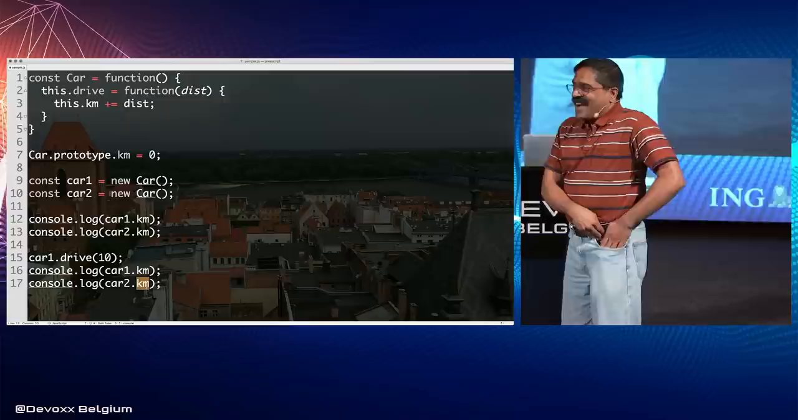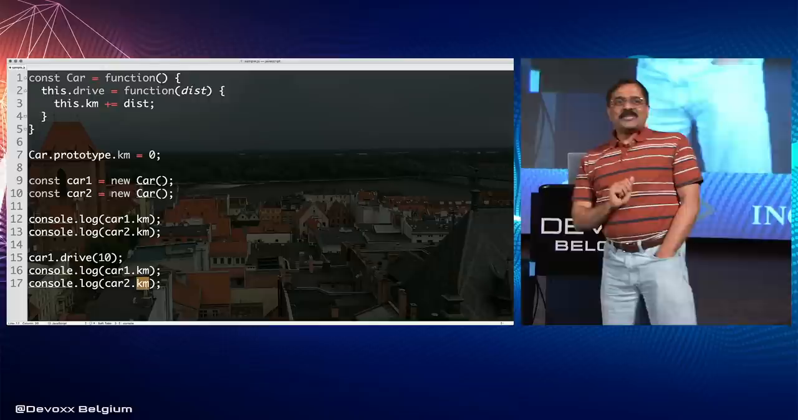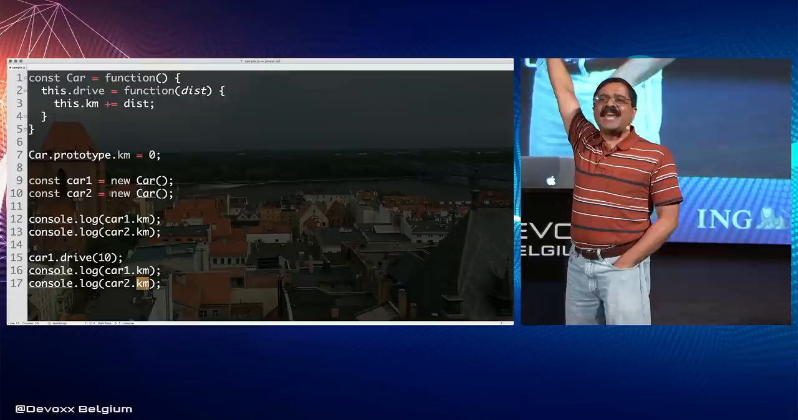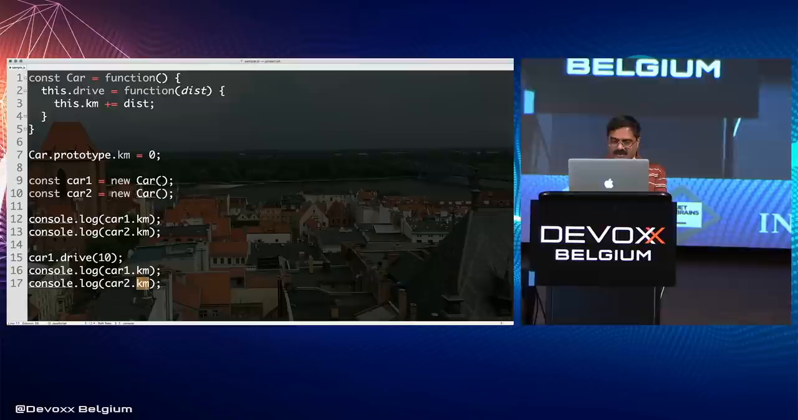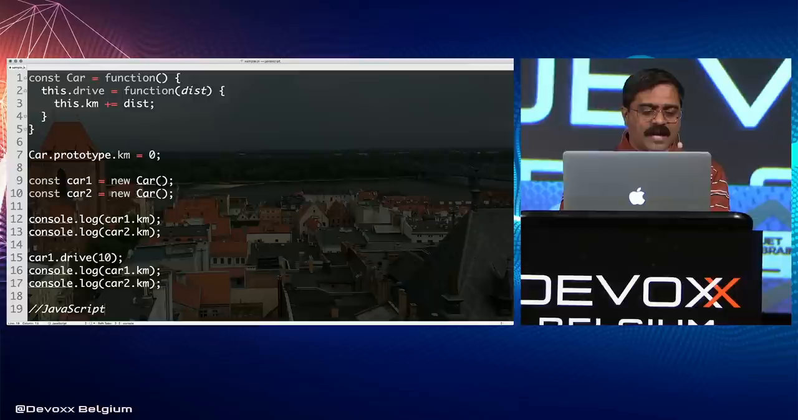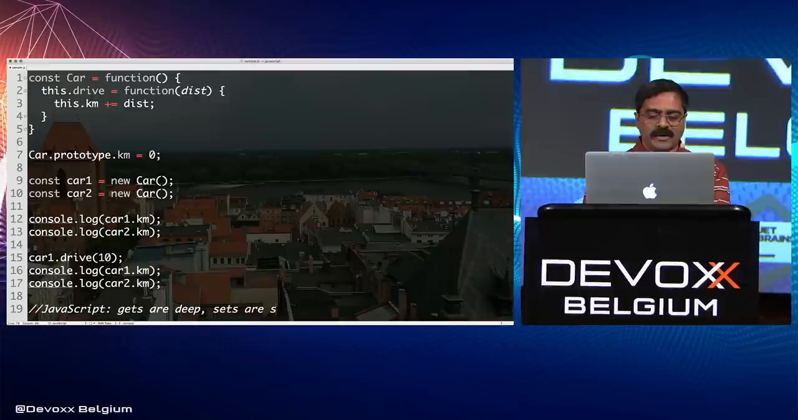I'm not obviously looking at him, right? So, yeah, only one person has a problem with it. But democracy rules. Anybody thinks I should keep it, right? Of course. So, yeah, if you understand how this worked, you know exactly how JavaScript works. So one of the things to keep in mind is this. When it comes to the JavaScript prototype, gets are deep, sets are shallow.